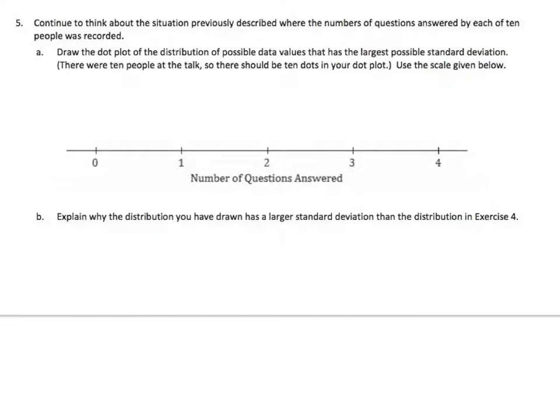Continue to think about the situation previously described where the number of questions answered by each of the 10 people was recorded. Draw the dot plot of the distribution of all possible data values that has the largest possible standard deviation. There were 10 people at the top, so there should be 10 dots on your plot. Use the scale given below. Largest possible standard deviation would mean that the dots are far apart from each other. Right? The distance from the mean to the data is the furthest.